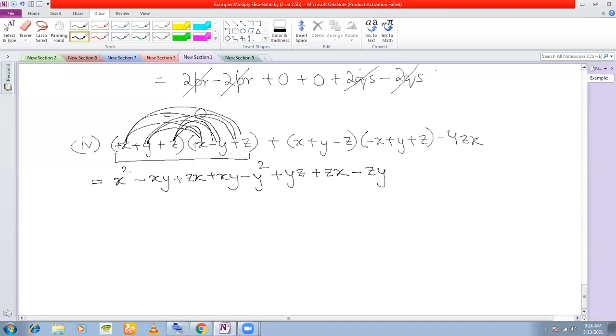Plus z and plus z will combine to give you a plus z square. So we multiplied the first two. Since I lack space, I'll just write it down. Plus, give a bracket, and now I'll multiply these two.